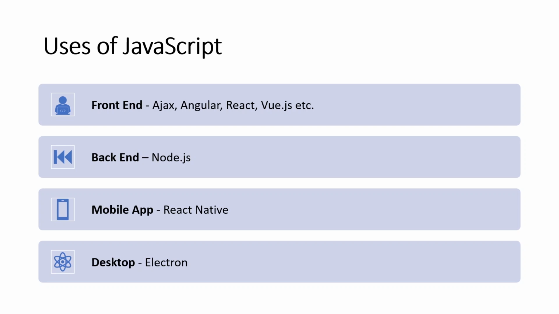For mobile applications, you can use React Native to create apps for Android and iOS. For desktop applications, Electron is a very powerful framework that you can use. So with the help of JavaScript, you can develop anything and everything, right? And it's very fortunate that ServiceNow is also using JavaScript. We are going to learn ServiceNow development with this knowledge of JavaScript.